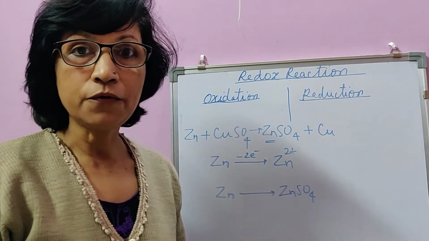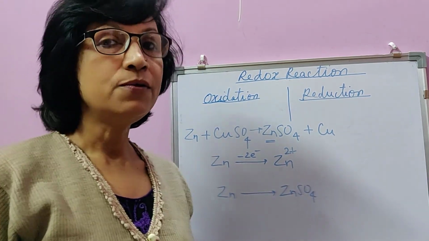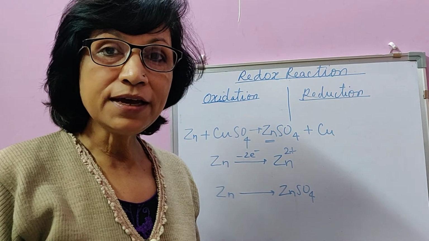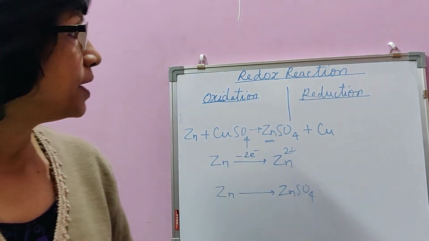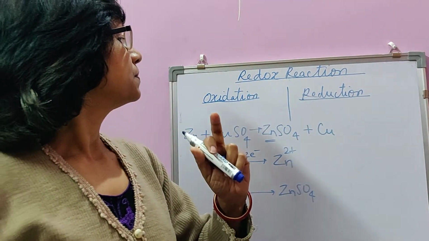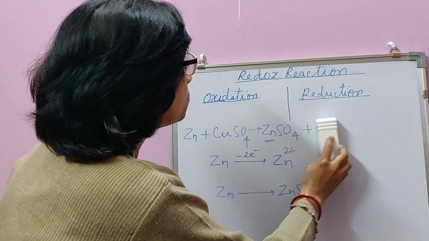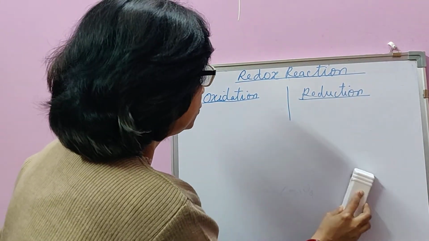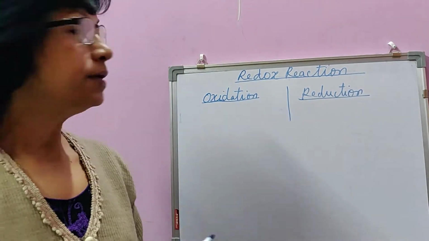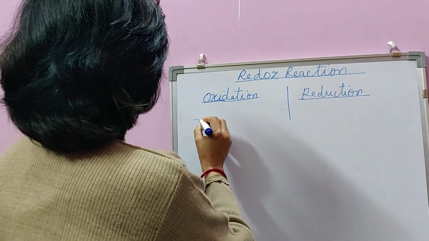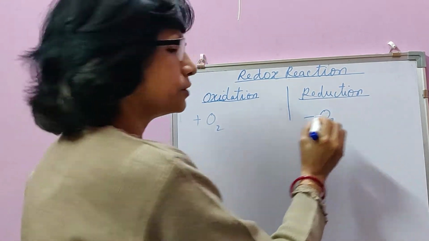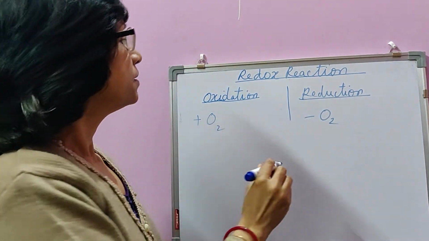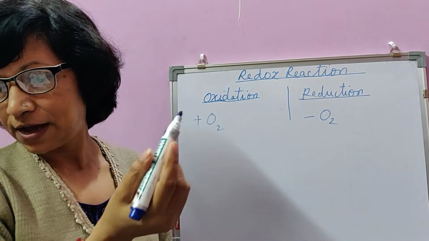So loss of electron is also considered to be oxidation. Let's compare. And what is reduction? Reduction is just the opposite of oxidation. It means if oxidation is addition of oxygen, then reduction is loss of oxygen. Like, let's have an example.